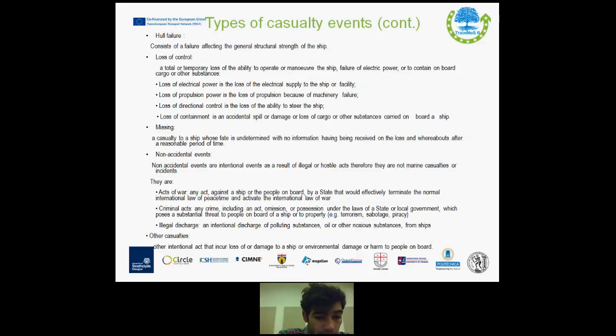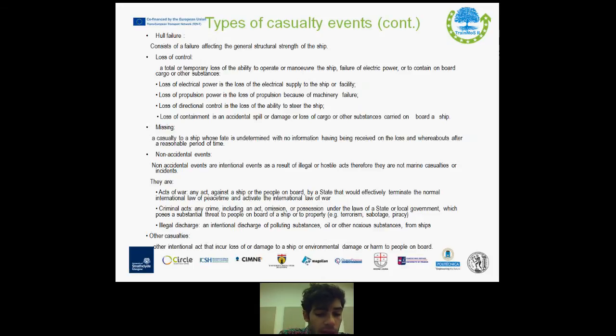Moving on, we have non-accident events. Non-accident events are intentional events as a result of illegal or hostile acts, and therefore they are not marine casualties or incidents. However, they can be categorized in the acts of war, where any act against the ship or the people on board by a state that would effectively terminate the normal international law of peacetime and activate the international law of war.